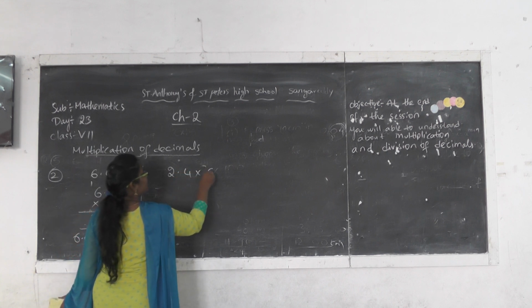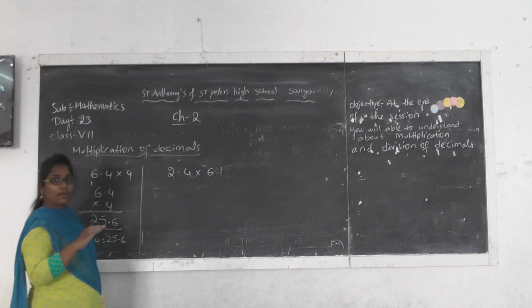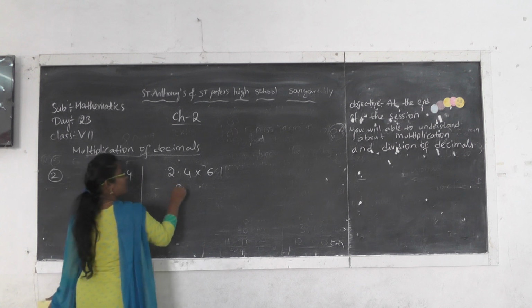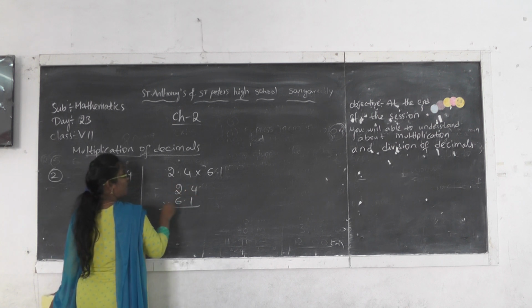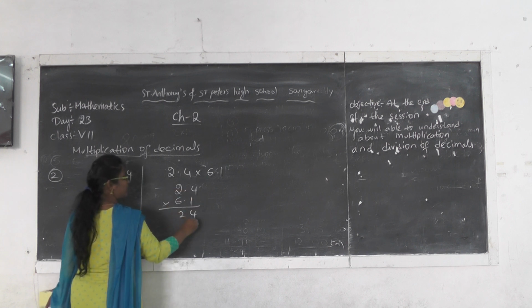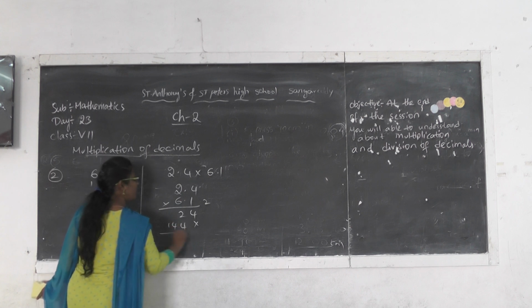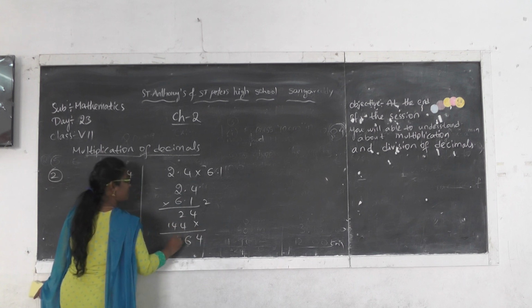2.4 into 6.1. How to multiply a decimal number with a decimal number? So first do the product. 2.4 into 6.1. 1 4s are 4, 1 2s are 2, 6 4s are 24, 6 2s are 12. 4 plus 2, 6, 4, 1.